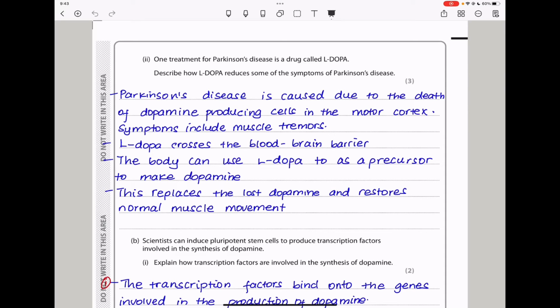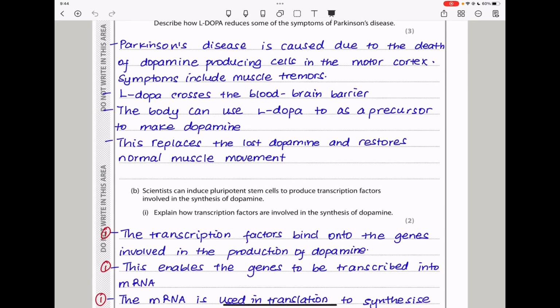So I said, Parkinson's disease is caused due to the death of dopamine-producing cells in the motor cortex. Symptoms include muscle tremors. This is one symptom of Parkinson's disease. Also, L-Dopa crosses the blood-brain barrier. The body can use L-Dopa as a precursor to make dopamine, and this replaces the lost dopamine and restores normal muscle movement. Let's continue down here.